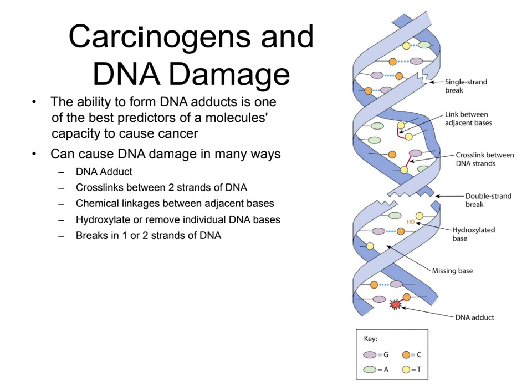So we gave you the example of the carcinogen forming epoxides, and then ending up with this distortion of the DNA strand. But there are some other things that can happen as well. There's a lot of variability here. You could have a single strand break, so we're just breaking one side of the DNA. We could have a link between adjacent bases. We could have a cross link between the DNA strand bases. We could have a full double-stranded DNA break. We could have a hydroxylated base, a missing base, and then, as we mentioned before, a DNA adduct.